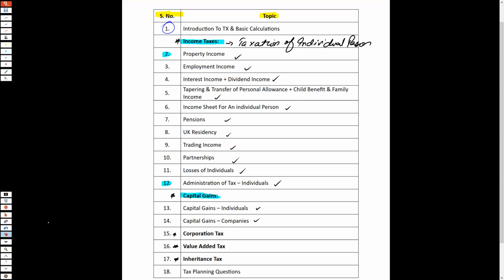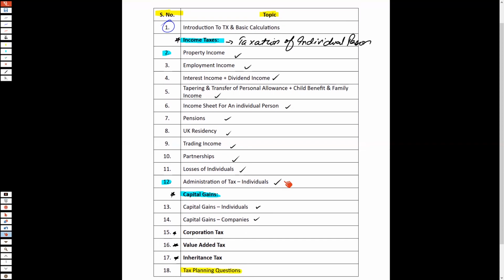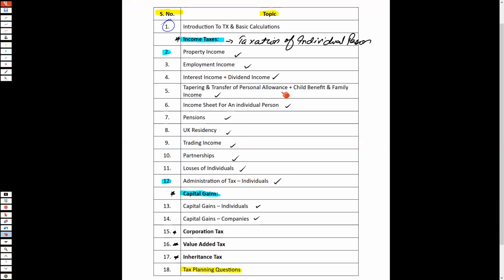Tax planning is not a chapter in the course. Tax planning questions basically are based on the discussion and the entire knowledge which we have gained in all of the previous chapters. Based on the knowledge gained in the above 17 chapters, we will be able to attempt these tax planning questions, and this question is asked in section C for 10 marks.